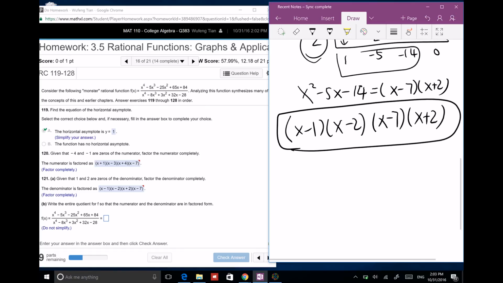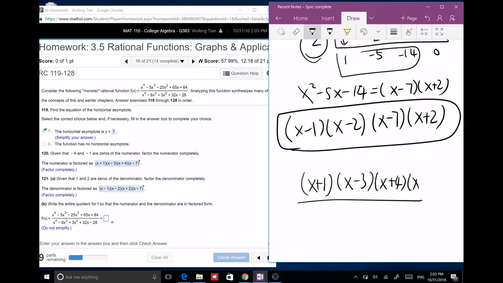Next one, write the entire quotient of f with the numerator and the denominator in factored form. So basically, the factors you get: x plus 1, x minus 3, x plus 4, x minus 7, and in the denominator x minus 1, x minus 2, x plus 2, x minus 7. Don't simplify, so don't cross this one out. I think the next one probably asks you to simplify it.